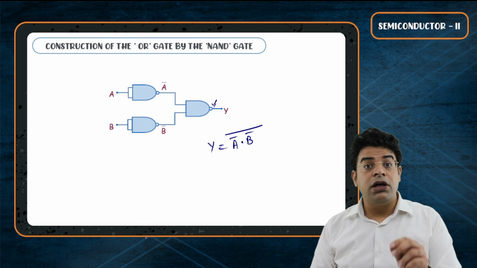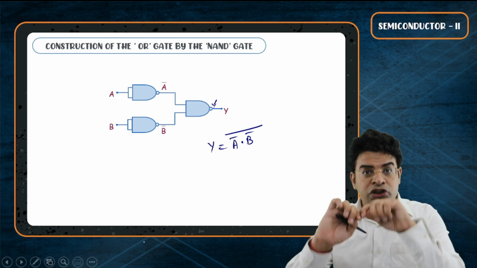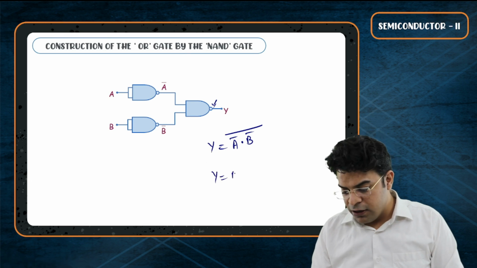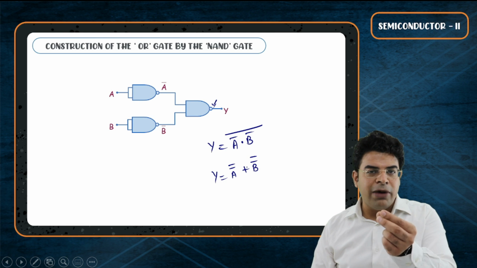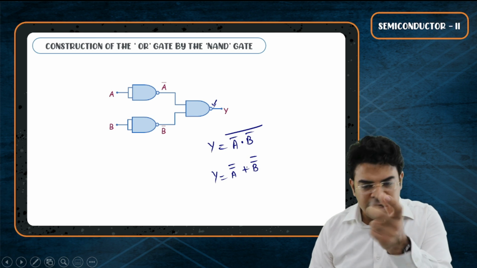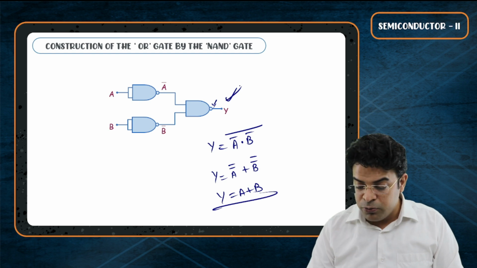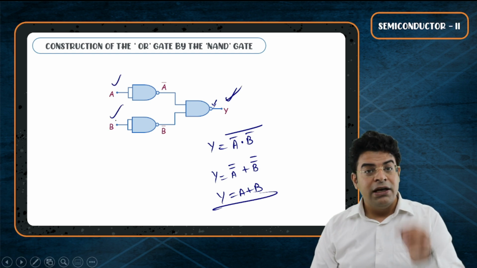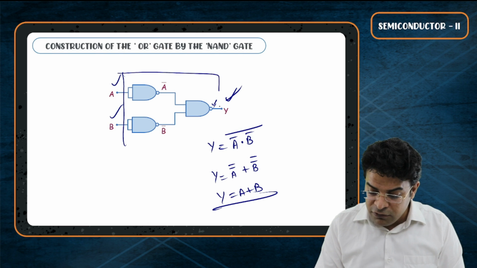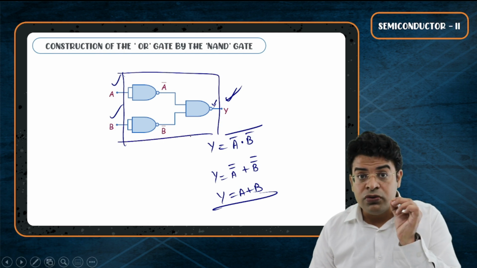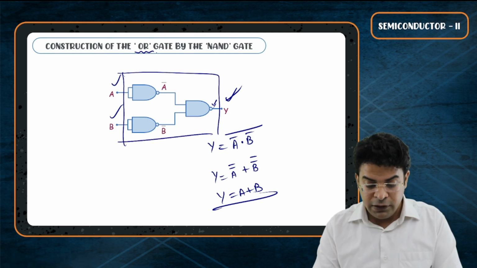Now use De Morgan's theorem. Break the bar, change the sign. So you'll say that Y equals A bar bar plus B bar bar, and beta, A bar bar is nothing but A, B bar bar is nothing but B. So you can say that Y equals A plus B. Hence the output is nothing but the sum of A and B. This means that this whole combination of 3 NAND gates gives you nothing but an OR gate.